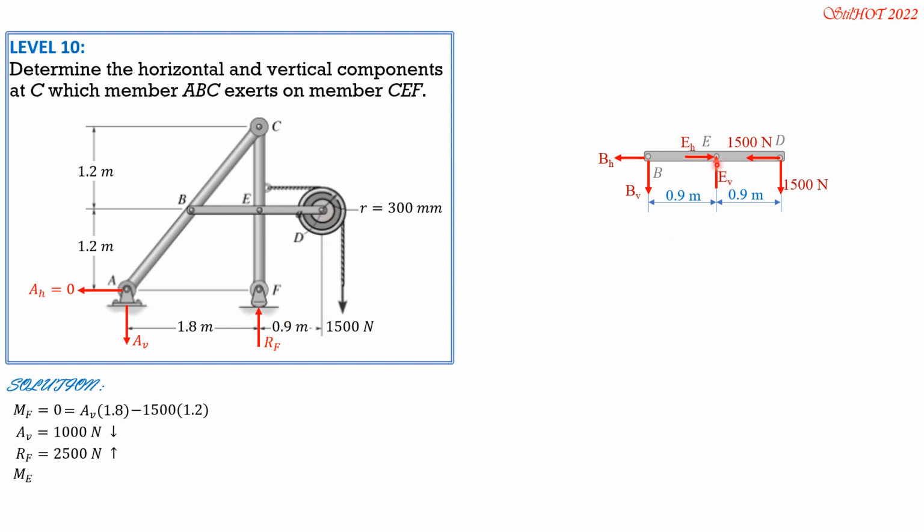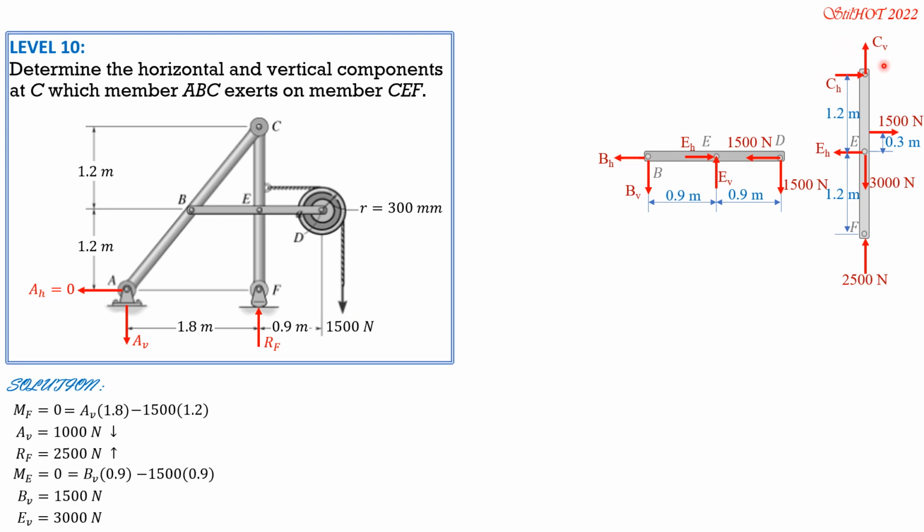So moment at E equals 0, counterclockwise positive. So EV times 0.9 minus 1,500 times 0.9. So that means EV is downward and it is 1,500. Then if EV is 1,500 plus 1,500, so that's 3,000. Therefore, EV is 3,000, 1,500 plus 1,500, and it is upward. So I do not show it anymore because I already mentioned it, to shorten the solution. Then we draw the free body diagram of CEF.